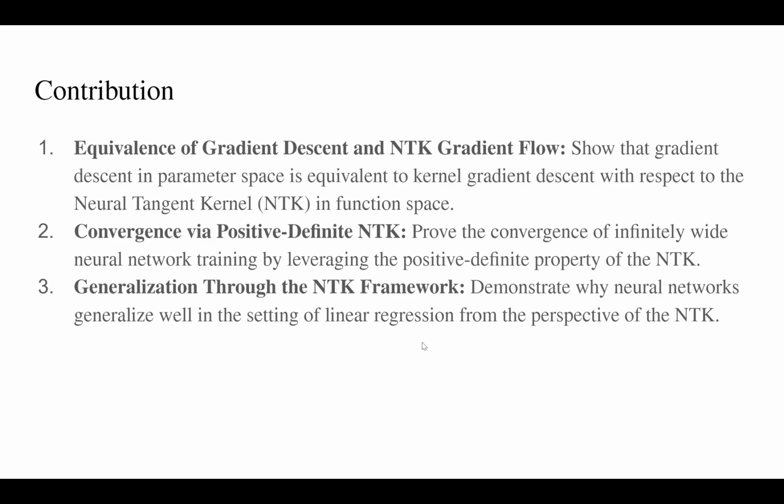So here are the contributions. First, the authors showed that doing gradient descent in the parameter space is actually equivalent to doing kernel gradient descent with respect to the so-called neural tangent kernel in function space. The second contribution is that they prove the convergence of infinitely wide neural network training by leveraging the positive definite property of the neural tangent kernel. And thirdly, they demonstrate why neural networks might generalize well in the setting of linear regression, least square regression problems, from the perspective of the neural tangent kernel.